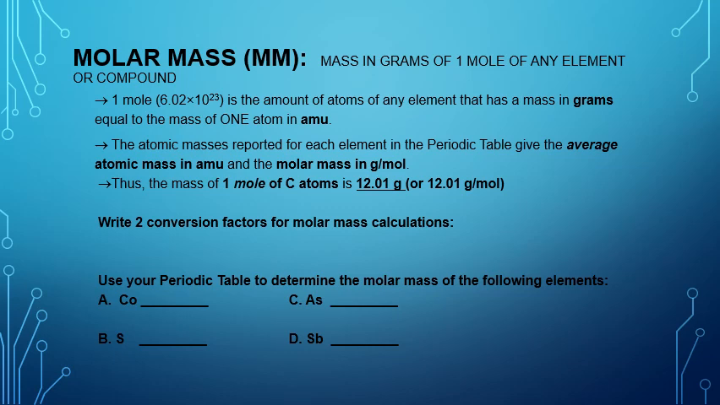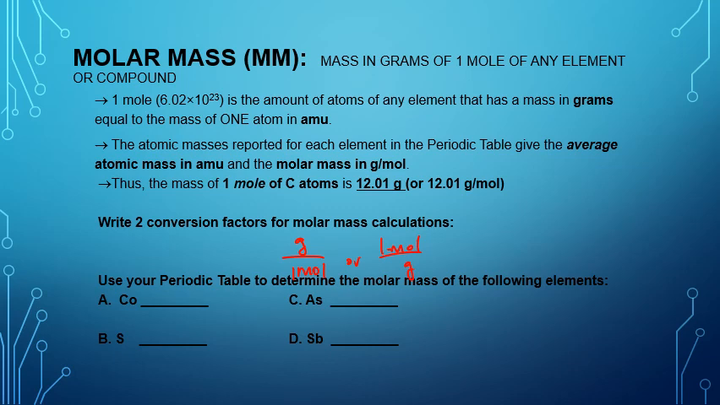So for us in the simple portion of this, all we have to do is look on our periodic table and see what the average atomic mass is, and that will be our molar mass in grams per mole. So if we look at an atom of carbon, 1 mole of carbon atoms, again 6.02 times 10 to the 23rd, would be 12.01 grams. The unit for the molar mass will be grams per mole. So if we want to write 2 conversion factors for molar mass calculations, we would have grams over 1 mole, or we would have 1 mole over grams.